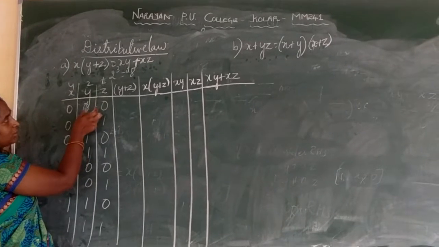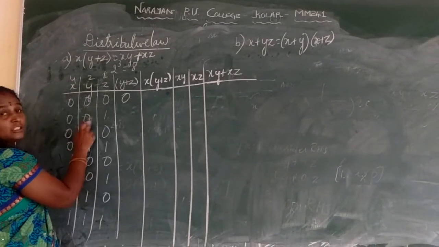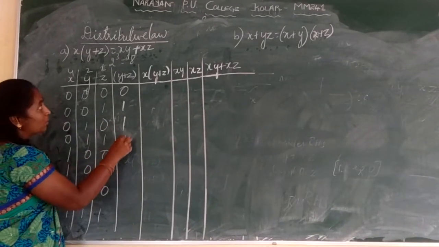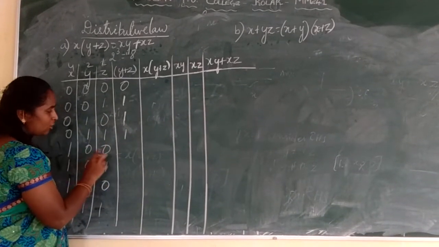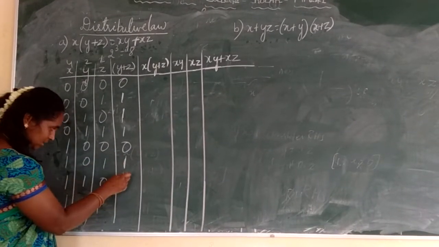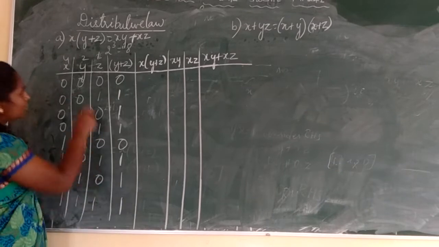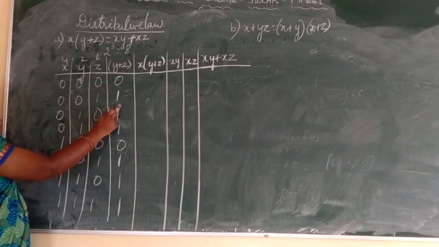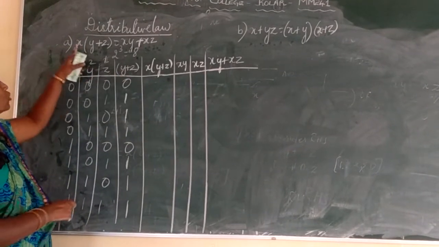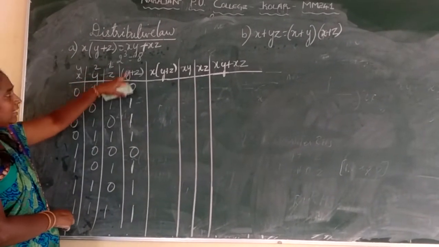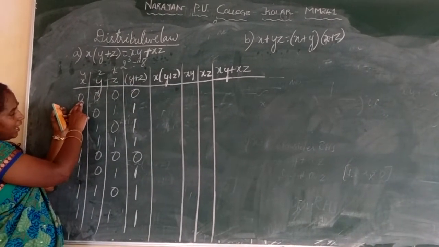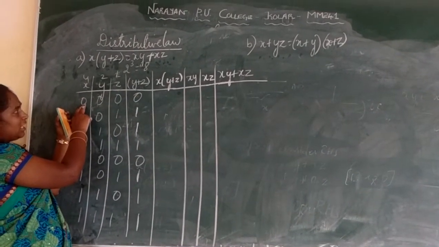Add these two values, y plus z. 0 plus 0 is 0, 0 plus 1 is 1, 1 plus 0 is 1, 1 plus 1 is 1. Again, 0 plus 0 is 0, 0 plus 1 is 1, 1 plus 0 is 1, 1 plus 1 is 1. Next, after adding, you should combine it with your x. Take this particular y plus z, that should be multiplied using a logical AND operation, or logical multiplication, with x.